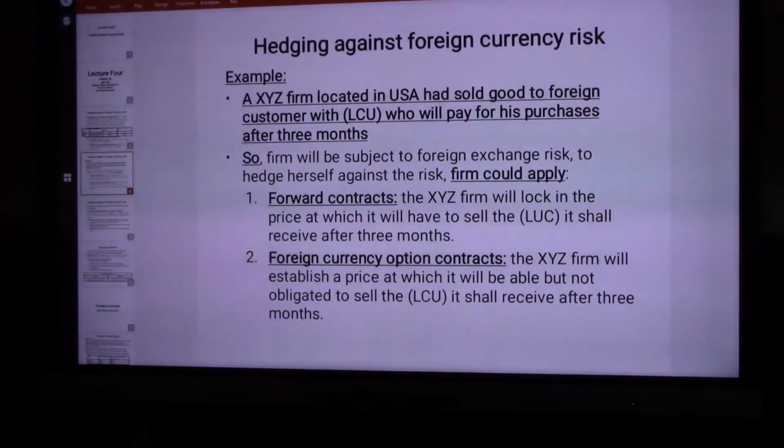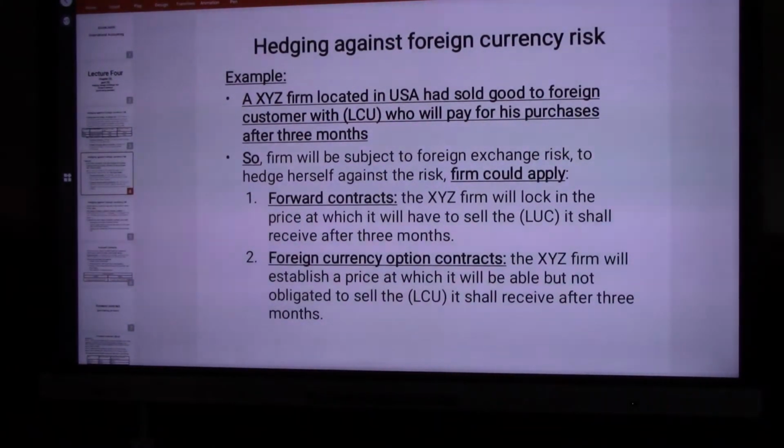يعني ايه؟ If we take an example saying we have an XYZ firm located in US that has sold goods to a foreign customer with LCU. واحنا قلنا قبل كده LCU stands for local currency unit، الوحدة المحلية بتاعت أي دولة أنا بتعامل معاها. Okay? The customer will be paying for his purchases after 3 months. يبقى أنا بتكلم على selling process. And the customer will pay for the goods. The accounts payable هتحصل after 3 months.